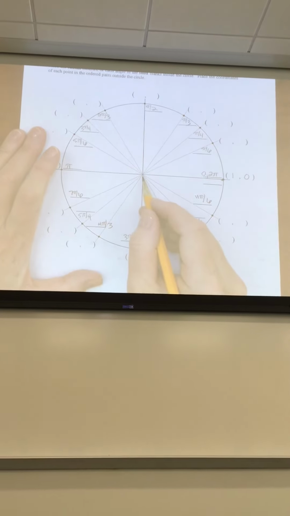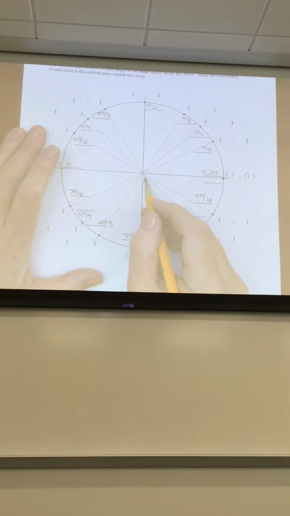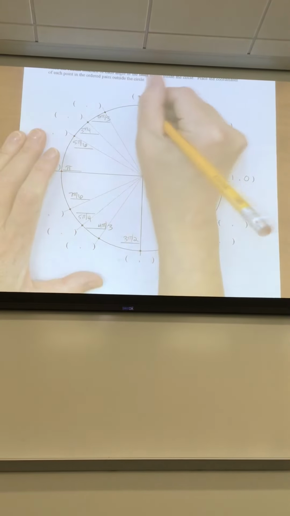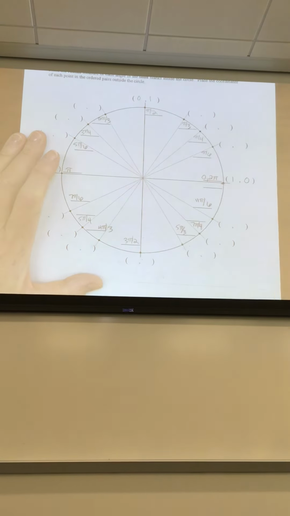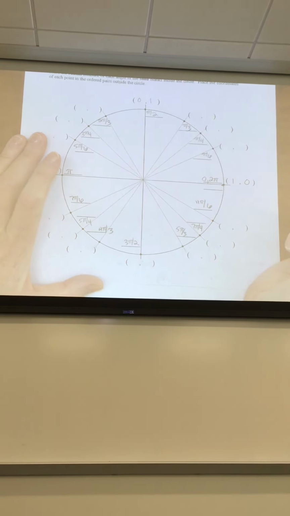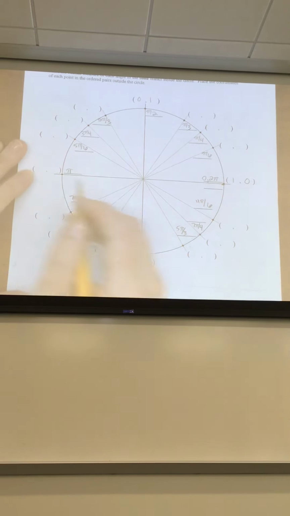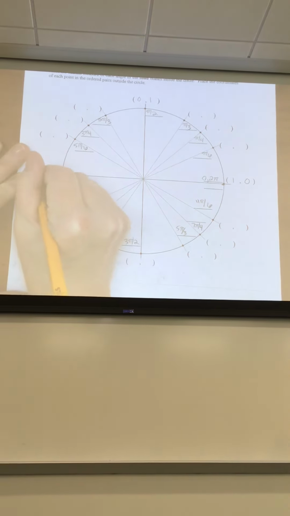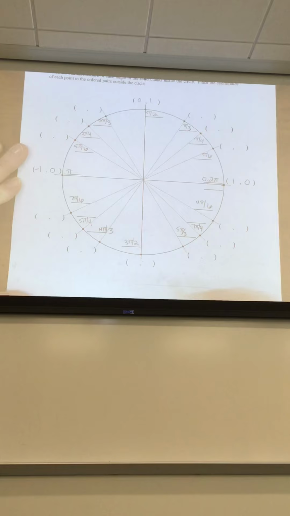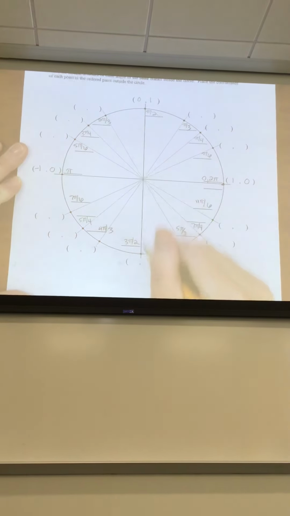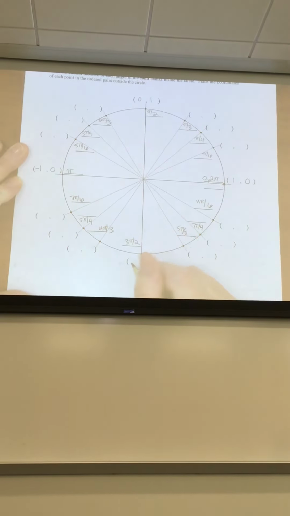Pi over 2, I go left and right 0, but up 1. So I get the coordinates 0, 1. For pi, I'm going to go -1, 0. And for 3 pi over 2, I go down -1, so I'm going to get 0, -1.